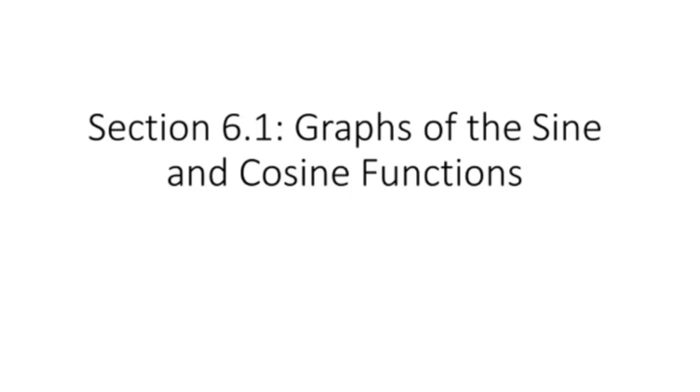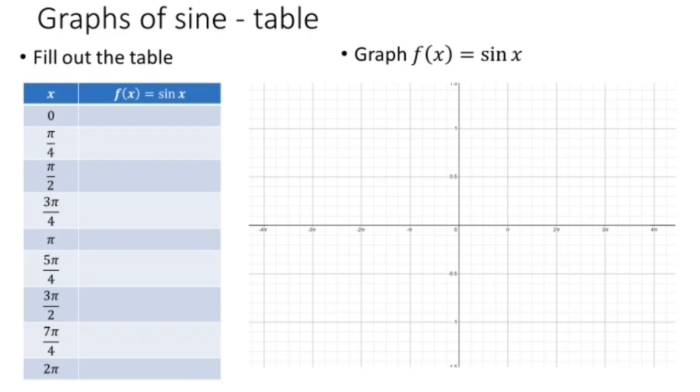Section 6.1, graphs of sine and cosine functions. We'll start by getting the basic graph of f of x equals sine x. We'll start by taking angles that are multiples of pi over 4, plug them into f of x equals sine x to get the y component, and then plot the points and try to connect the dots.